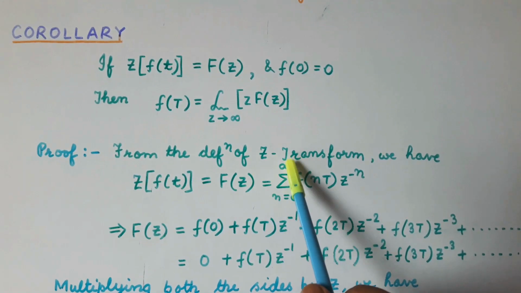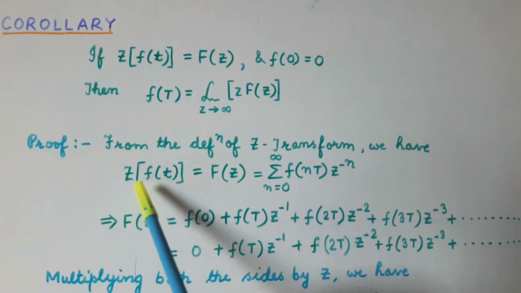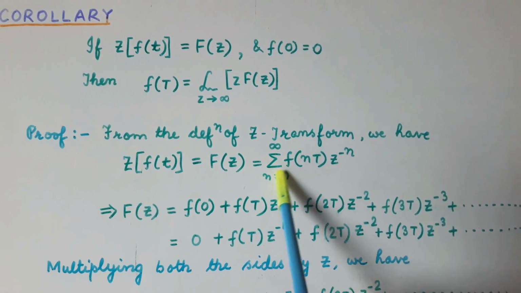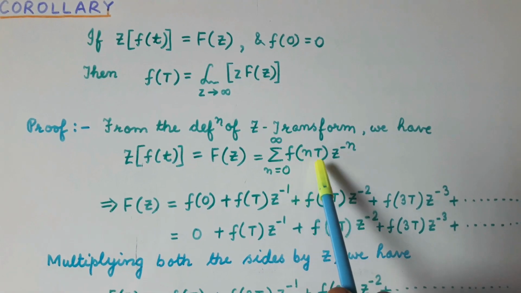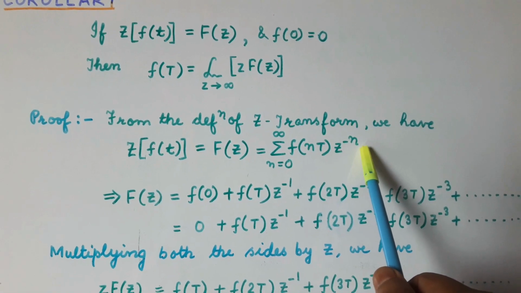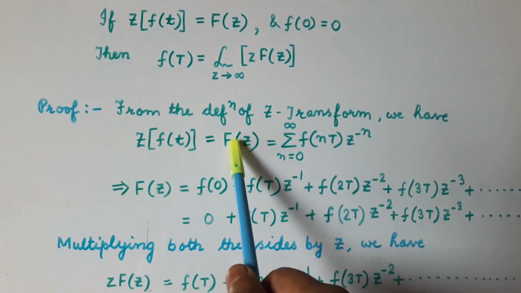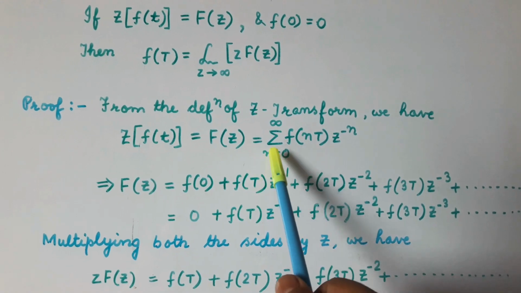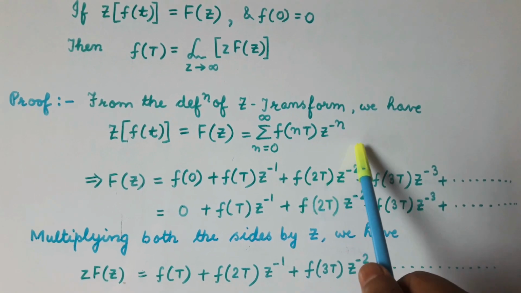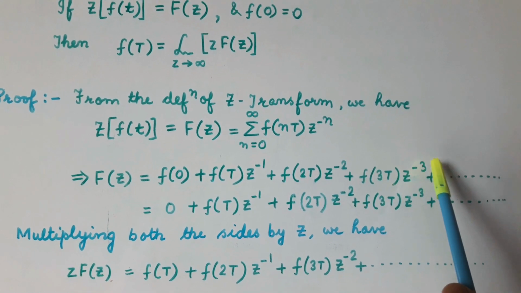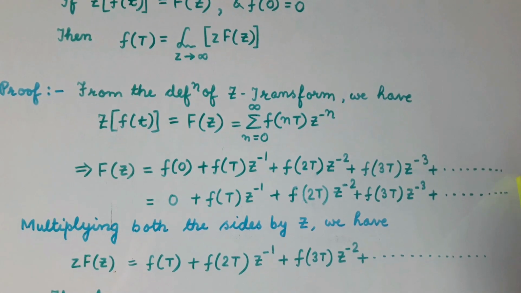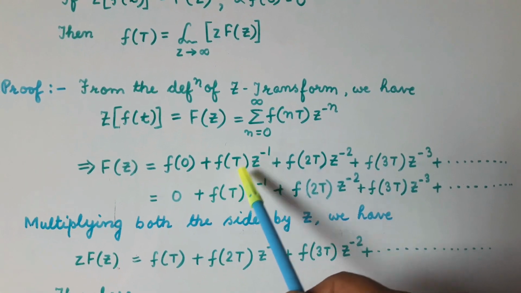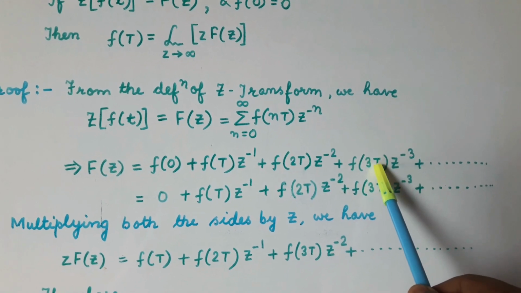From the definition of Z transform, we know that the Z transform of any function f(t) is F(z), which is equal to the summation n equal to 0 to infinity of f(nT) into z to the power minus n, which implies that F(z) will be equal to f(0) plus f(T) z to the power minus 1 plus f(2T) z to the power minus 2 plus f(3T) z to the power minus 3 and so on, for n equal to 0, n equal to 1, n equal to 2, n equal to 3 and so on.